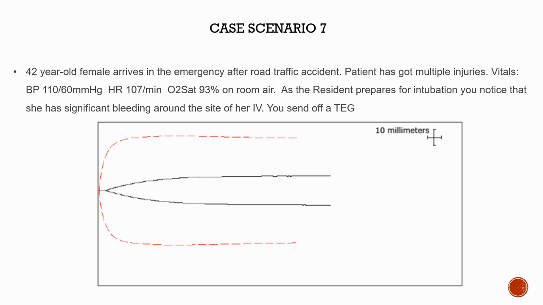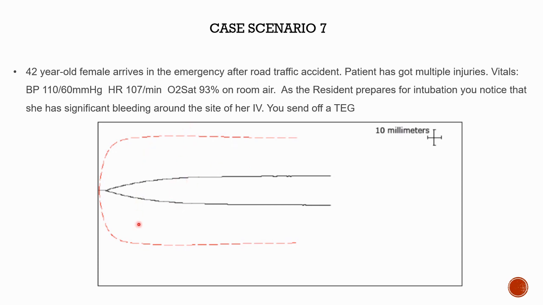Case scenario 7. A 42-year-old female arrives in the emergency after a road traffic accident suffering from multiple injuries. After stabilizing the patient while intubation, a resident noticed that she has significant bleeding around the site of her IV line. A TEG is sent. Kindly interpret this. So in this TEG, similar to other TEGs that we have seen, the red line is the normal and the black line denotes the patient TEG.